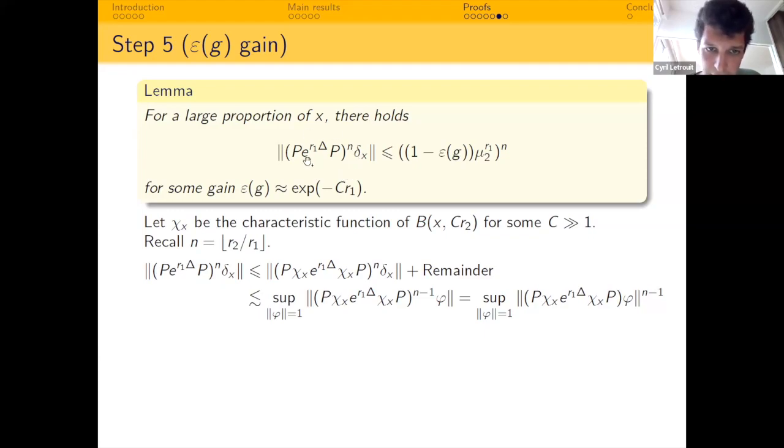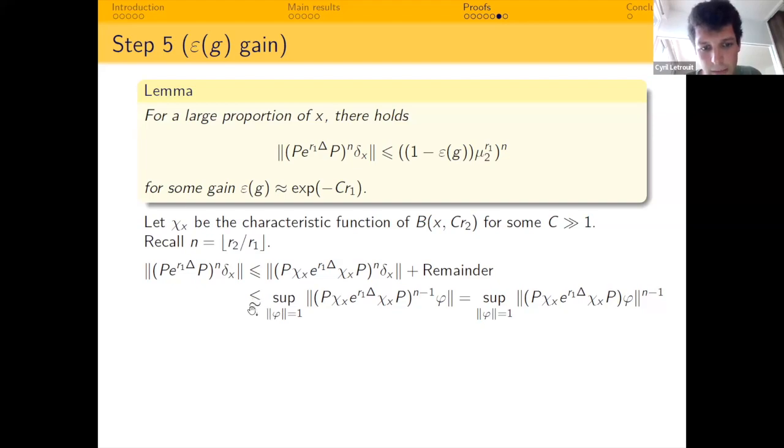So this expression, P e to the R1 delta P to the N delta X, is bounded above, and I introduce now the cutoffs. And the cutoffs, as I said, they don't make you lose anything really important, so the remainder is controlled. And now the idea is that here you have delta X, which is something very singular, not very good. Here you have a power N, which is large. You just use one of the powers to apply it to delta X so that it's smoothed now, because you have a heat kernel here.